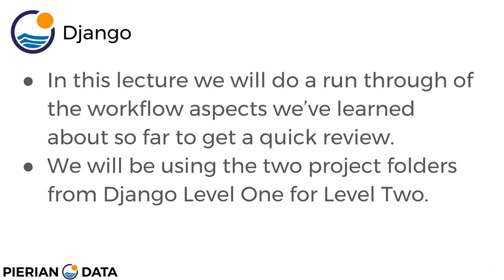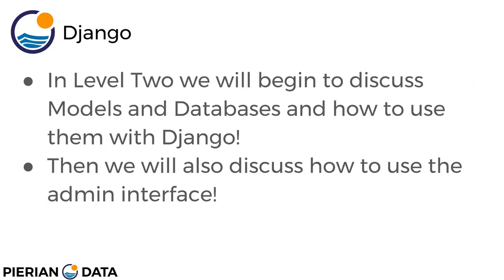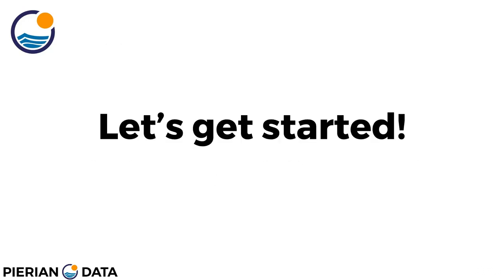And we're going to be using the two project folders from Django Level 1 for Django Level 2. If you accidentally deleted those folders or don't have them anymore, you can always get them from the downloaded notes. Okay, in Level 2 we will begin to discuss models and databases and how to use them with Django. And we're also going to be discussing how to use the admin interface. Before we do that though, let's get started with a quick overview of Django Level 1, and then in the next lecture we'll get started with the Django Level 2 topics.